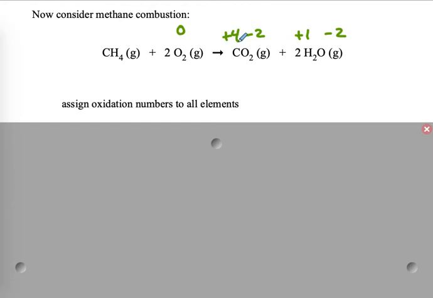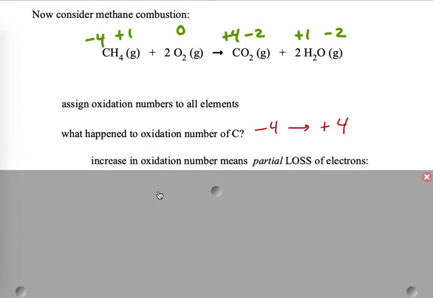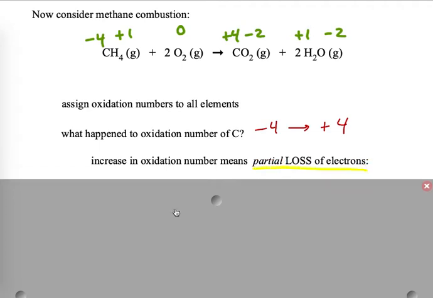In methane, CH4, hydrogen has an oxidation number of +1. And for the sum of the oxidation numbers to be equal to 0, the charge on methane, carbon must have an oxidation number of -4. So now, what happened to the oxidation number of carbon? We see that the oxidation number of carbon went from -4 to +4. Its oxidation number increased. An increase in oxidation number corresponds to a partial loss of electrons.